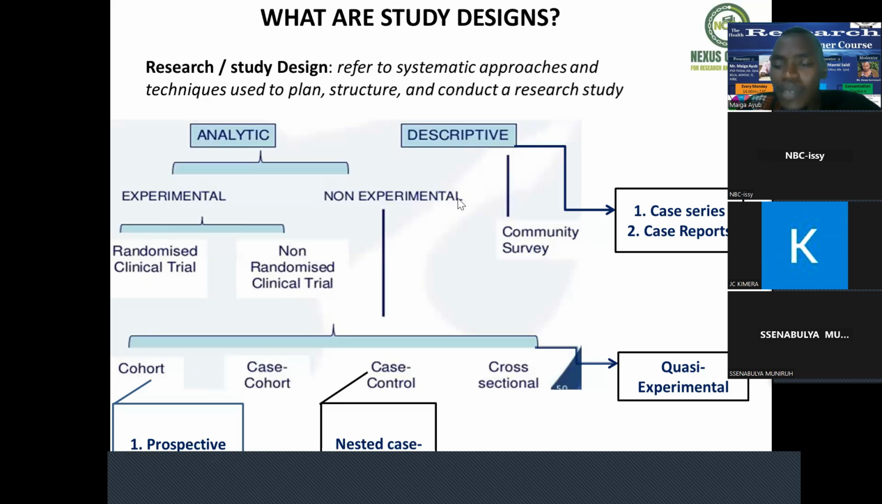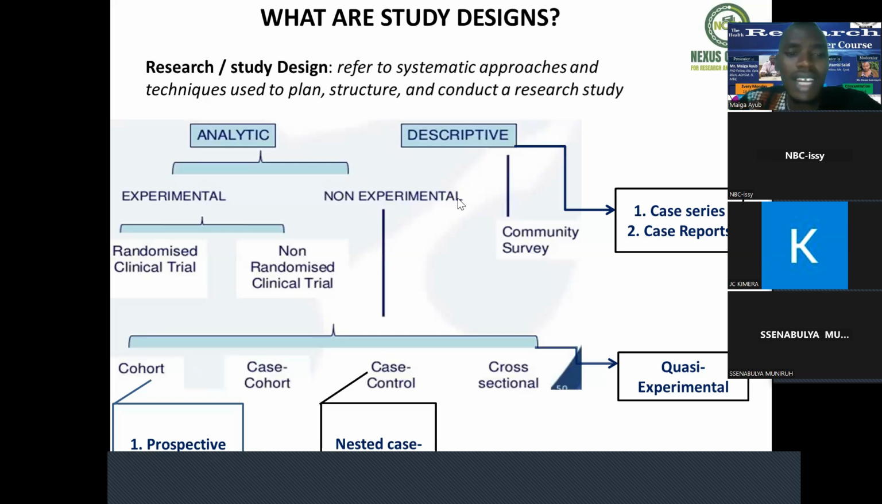The case report, which is also descriptive, is one single case. You pick out one patient, probably with a condition, and then you study that patient. So you don't generalize. You just want to study this patient. That is the case report. However, a case series is a cocktail: there are so many patients with a common condition.